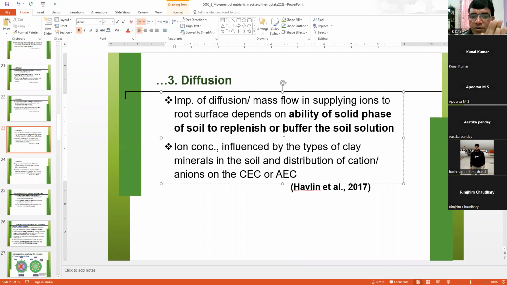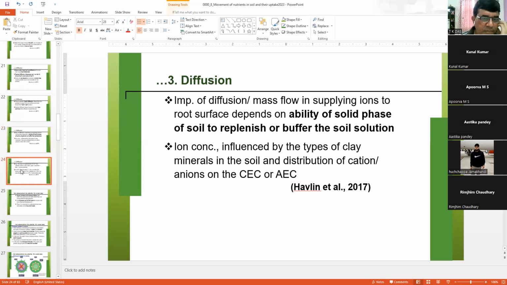What are the other sources? Your exchangeable sites, or exchangeable cations or ions, or it may be directly from the solubilization of the minerals. Minerals can decompose and they can supply nutrients to the soil solution. So ion concentration is influenced by the types of clay minerals in the soil and the distribution of cations and anions on the cation exchange capacity or anion exchange capacity.